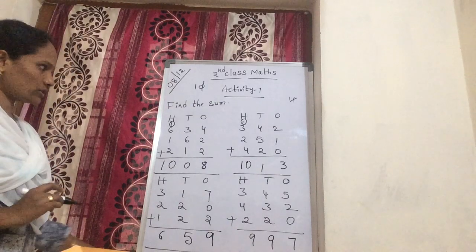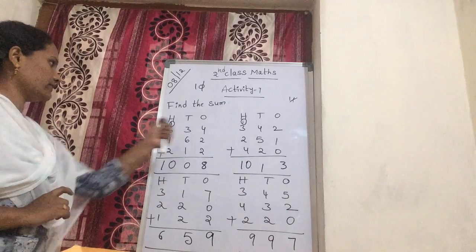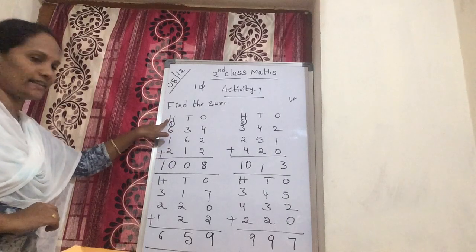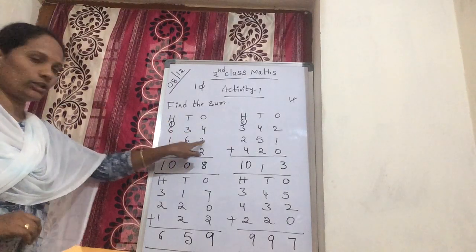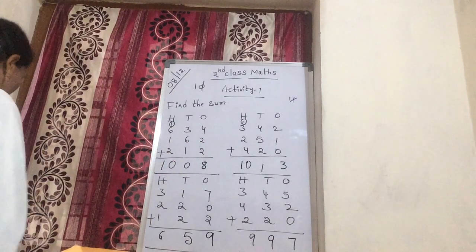997. First, you read how to read the number. You learned that, Amma. You check ones, tens, hundreds. In hundreds, which number is there? 6. So 634. Now 132. Like this you will read. Okay. Now please copy it, Amma.